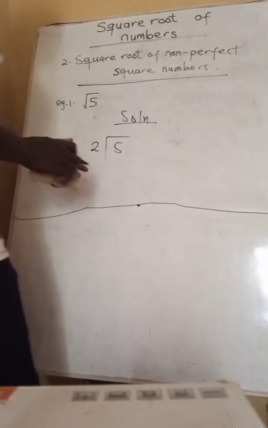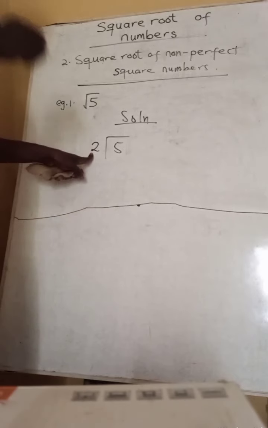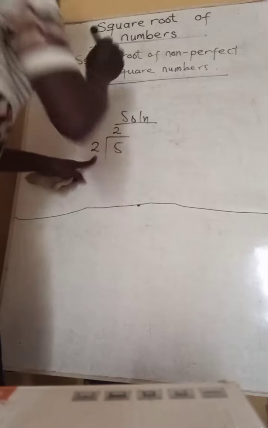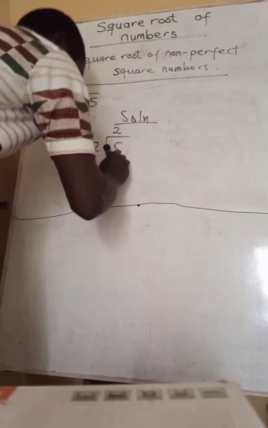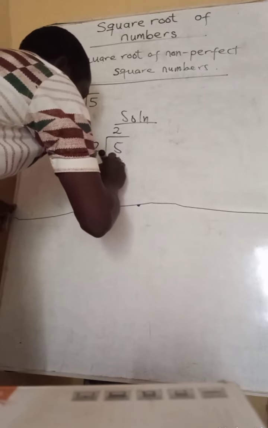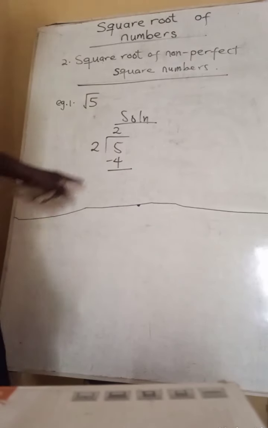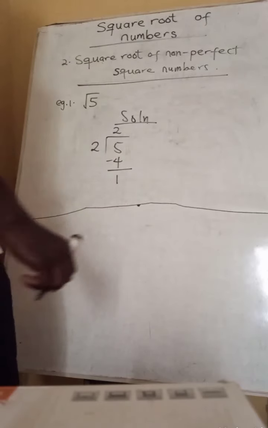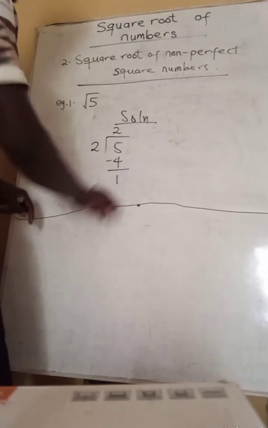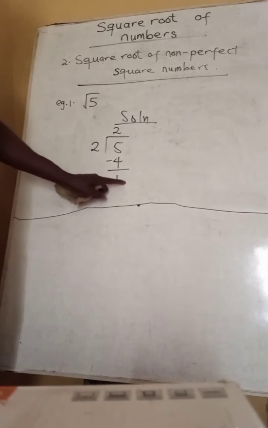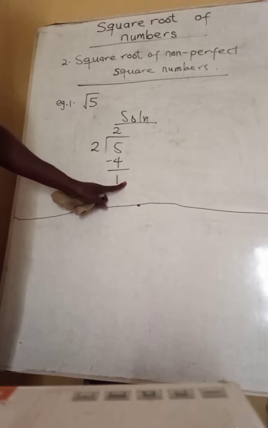So, we get rid of this. Now 2 multiplied by itself, or the square of 2, will yield what? 4. That is 2 multiplied by 2 will give you 4. Then you subtract, of course. When you subtract, we get 1. Now you realize that we have to let 2 go into the new number, of which it is not possible.